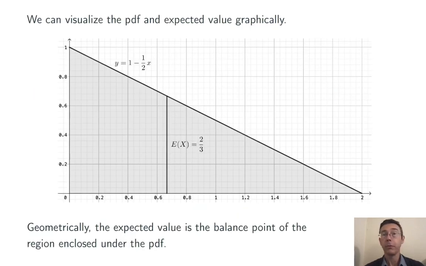Visually, there's a pretty simple interpretation of the expected value of a random variable. Here, I've sketched the PDF on its support, so from 0 to 2, and shaded in the area between the PDF and the x-axis. The expected value is the balance point of this shaded region, and that's always the case.